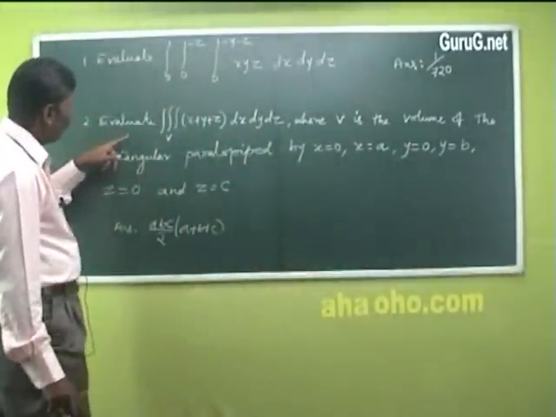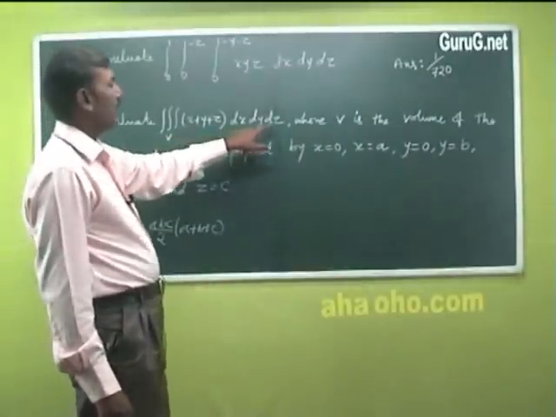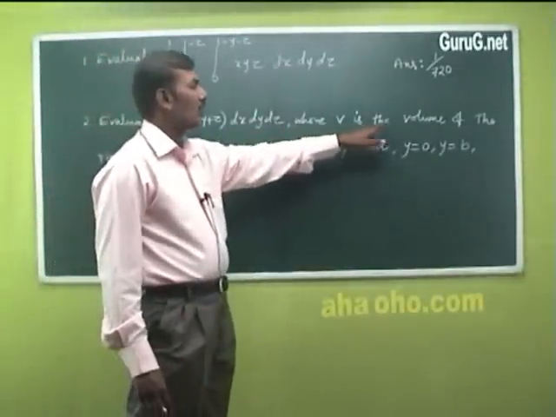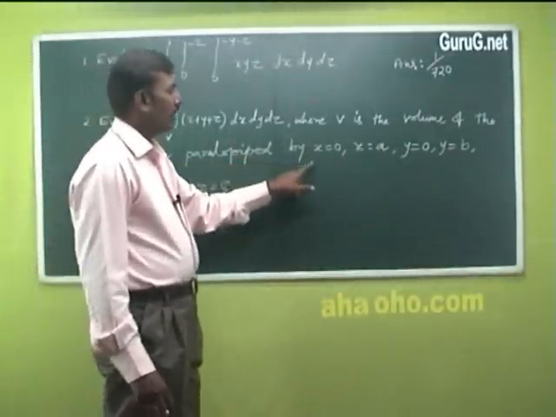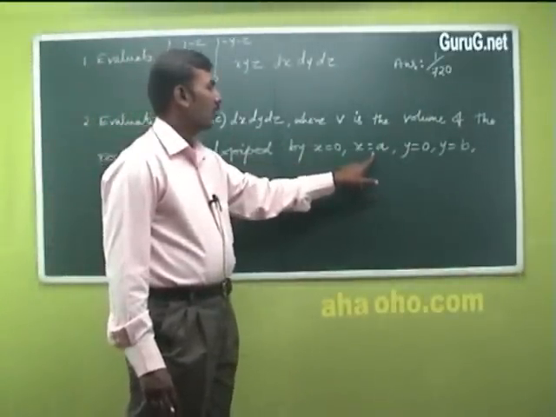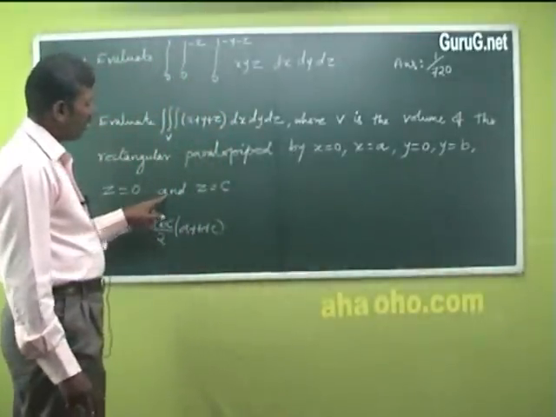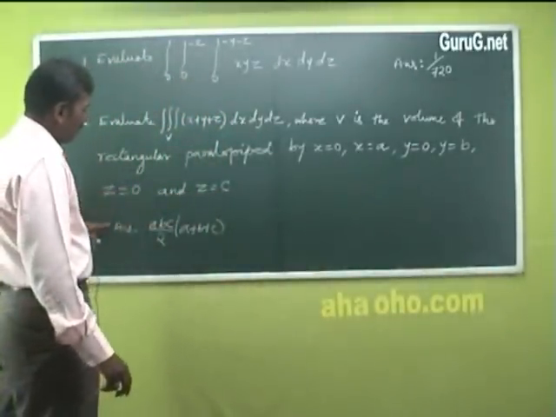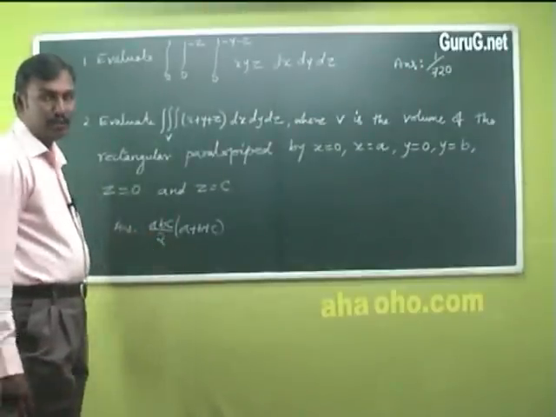Next problem: evaluate the triple integral over v of x plus y plus z into dx dy dz, where v is the volume of the rectangular parallelepiped bounded by x equal to 0, x equal to a, y equal to 0, y equal to b, z equal to 0 and z equal to c. So this is your answer for this problem: a b c by 2 into a plus b plus c.